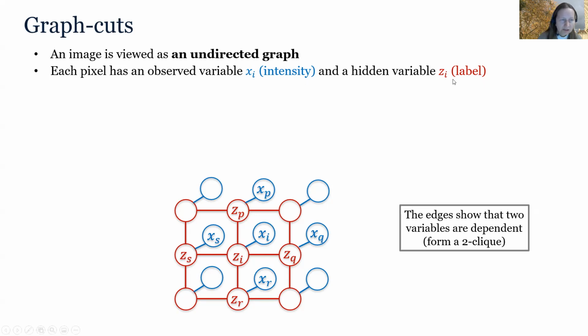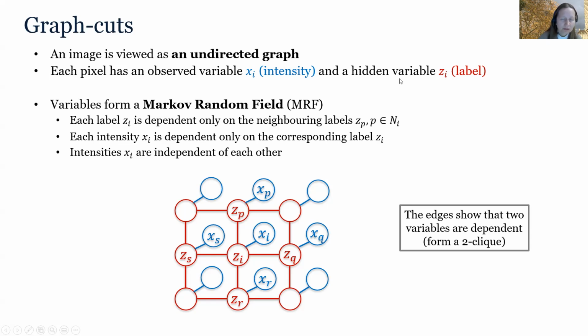Okay, so these are our graph nodes, and now we want to work out what the edges are. Basically these variables are organized in a Markov random field, and this Markov random field defines which variables are dependent and which are independent. First we say that each label is dependent only on the neighboring labels. So if we take this label Z_i here, it will have an edge to all its neighbors. The edge means that they are dependent, but it will not have an edge to any other. So only the 4 neighbors if we are in 2D.